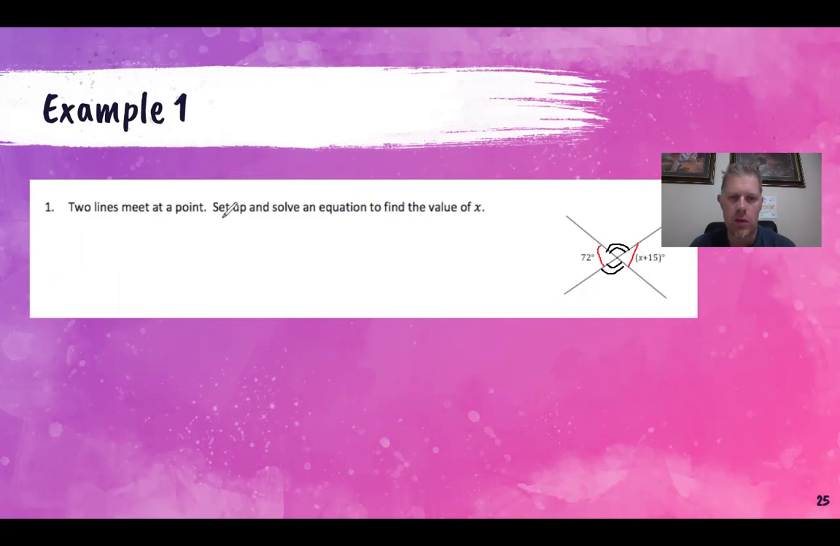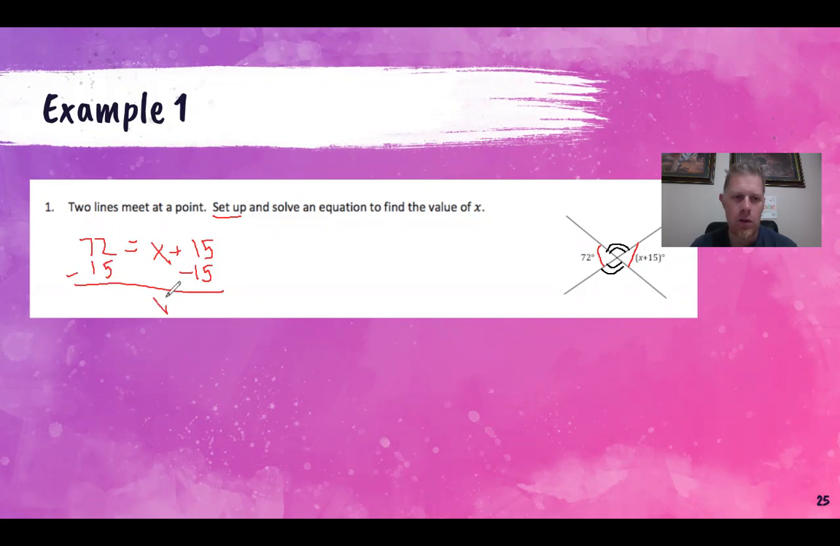So set up and solve. Let's set up the equation. So 72 equals x plus 15. Whoops, I need to set it up. I just said that these are equal to each other, so let's take away one little thing. I wasn't paying attention there. There we go, that's better. All right, so I want to do minus 15 on both sides.